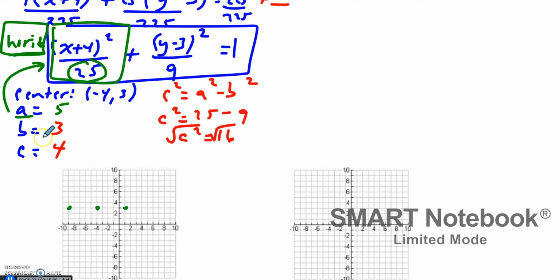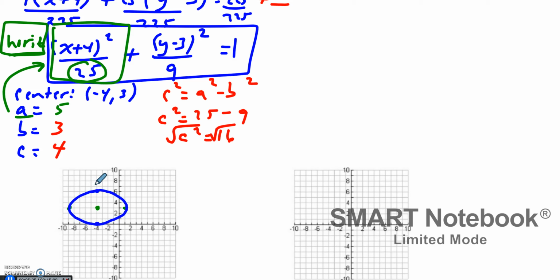The minor axis b means from the center I go up and down 3 units. The minor axis is vertical because I said that this was a horizontal ellipse. So 1, 2, 3, 1, 2, 3. So we already have the basic picture of our ellipse here because we already have the vertices, major and minor.